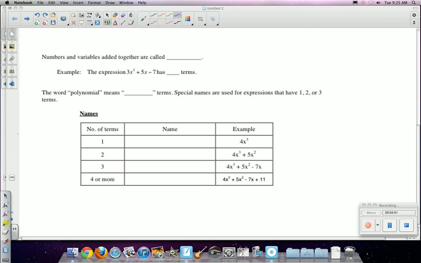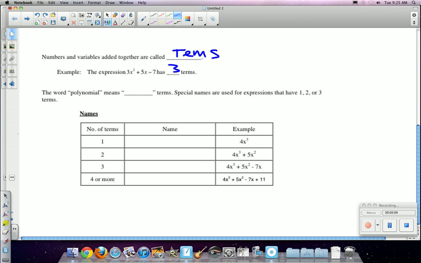So, polynomials are defined in two ways. The first way is by the number of terms. Numbers and variables added together are called terms. For example, this has 1, 2, 3 terms. The word polynomial means many terms. Special names are used for expressions that have 1, 2, or 3 terms.